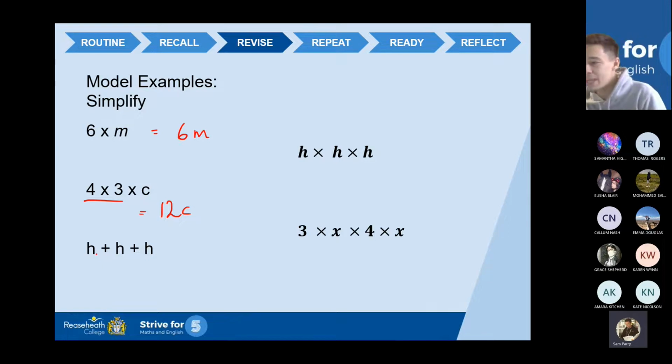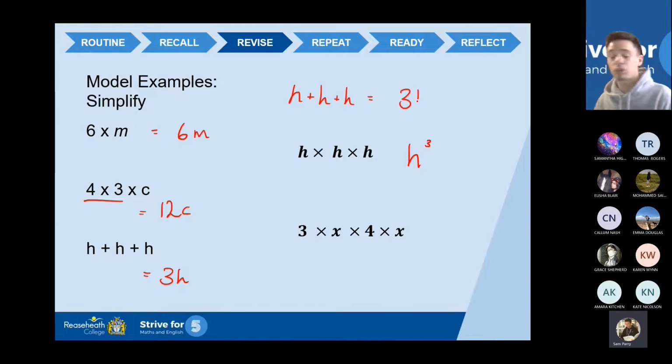h plus h plus h gives me 3h. h times h times h gives me h cubed, because they're being timesed together. So that's really important, the fact that we know the difference between those. If we add them, it gives me 3 lots of h, with the number first. But if we're timesing them, it's an index, a little number to the power of.